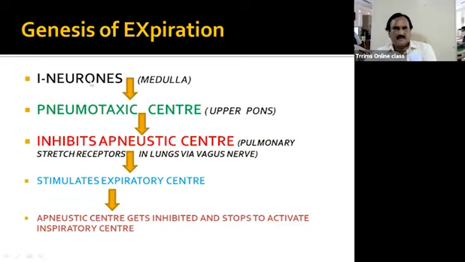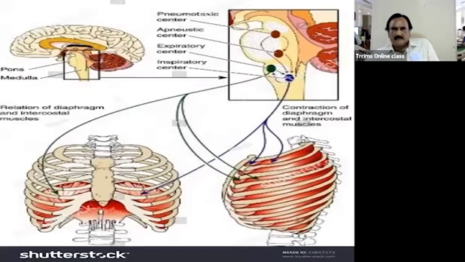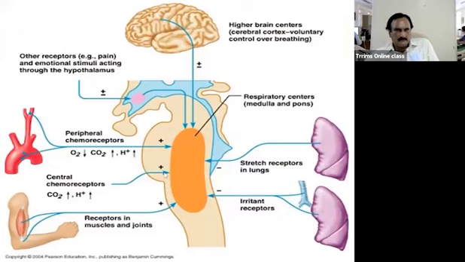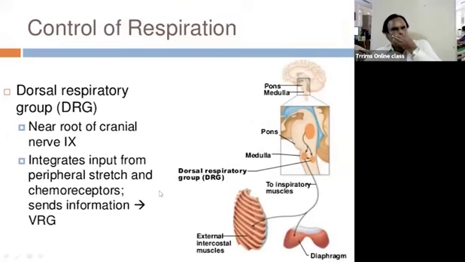And genesis of respiration: inspiratory neurons in the medulla are stimulated. They stimulate the pneumotaxic center, that is the upper pons, which inhibits the apneustic center. Pulmonary stretch receptors in the lungs, via the vagus nerve, stimulate the expiratory center, and the apneustic center gets inhibited and stops activating the inspiratory center. Dorsal respiratory group and ventral respiratory group stimulation.